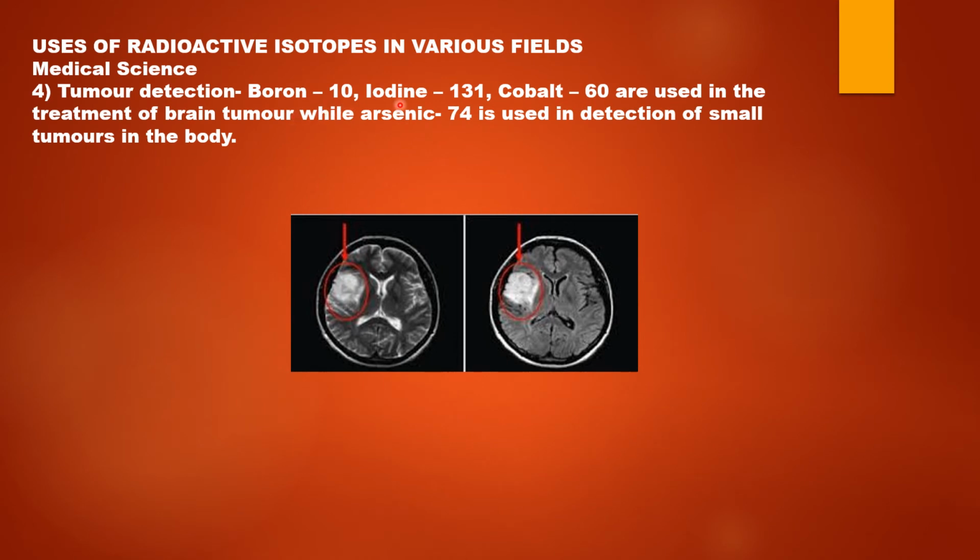Boron 10, iodine 131, cobalt 60 are used in the treatment of brain tumor, while arsenic 74 is used in the detection of small tumors in the body.